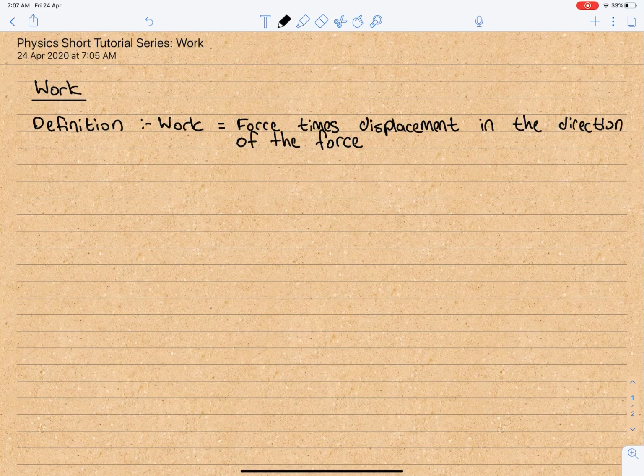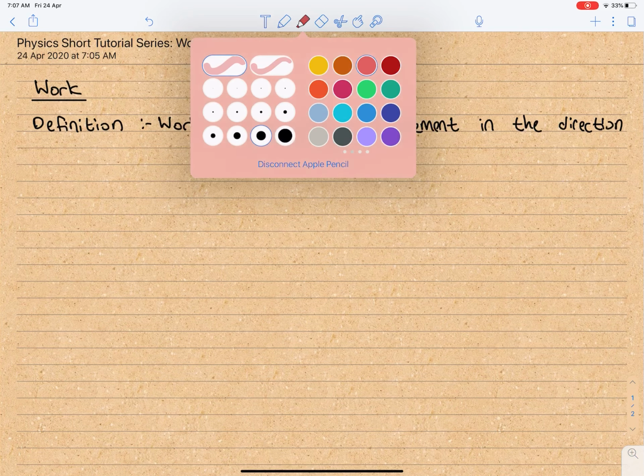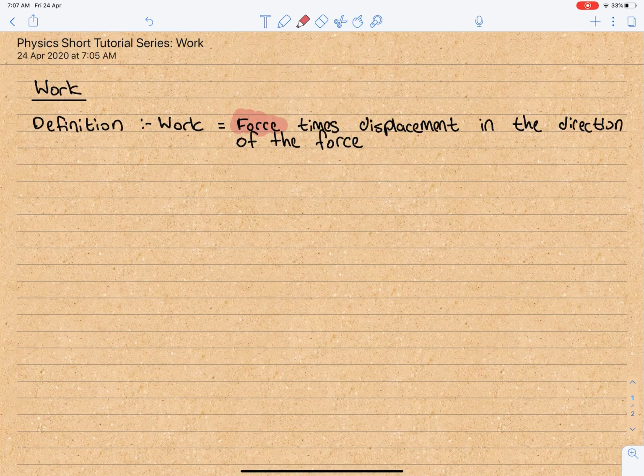So basically when we talk about work, there are two main components. The first one is force, the second one is displacement. Next, so what is the symbol for work? The symbol for work is capital W.